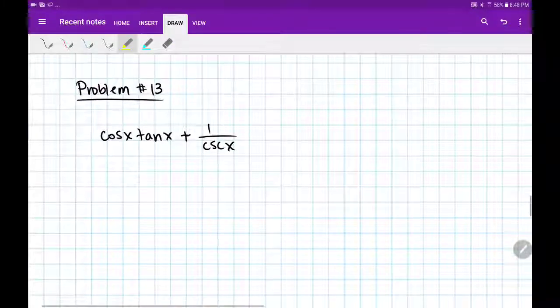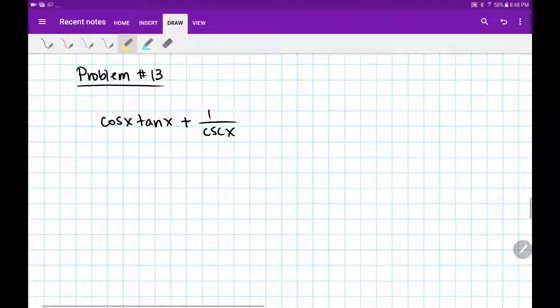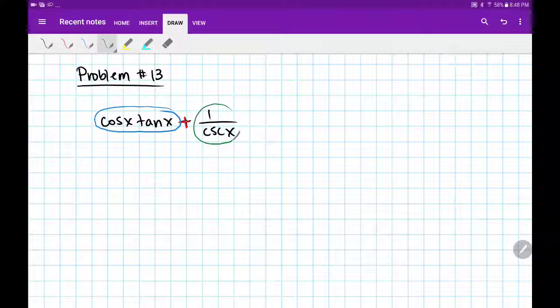Let's go to number 13. 13 introduces something new into the dynamic because now we have our first plus sign. When we have a plus sign like that, it's separating our expression into two terms. This is our first term, and this is our second term. Now these terms, it's important to note, cannot cancel with one another.